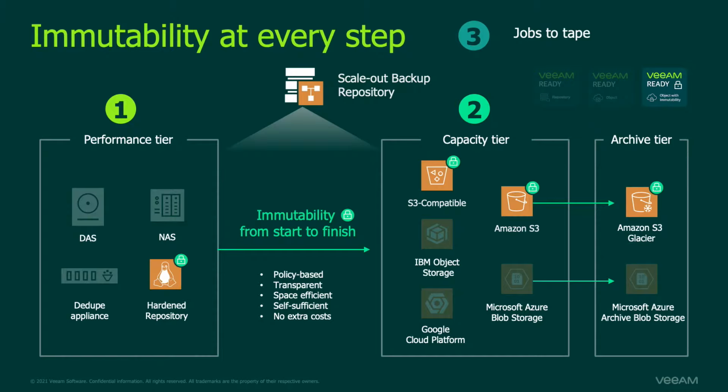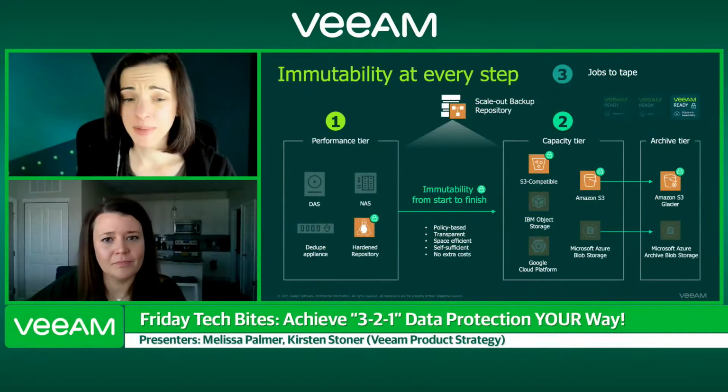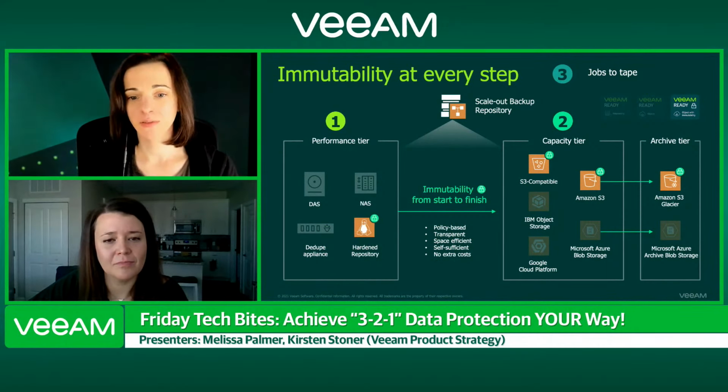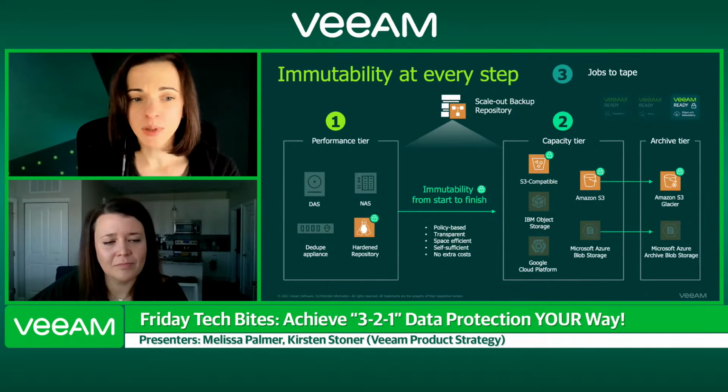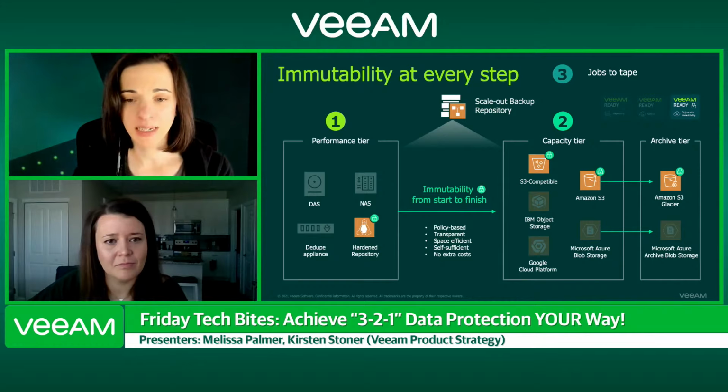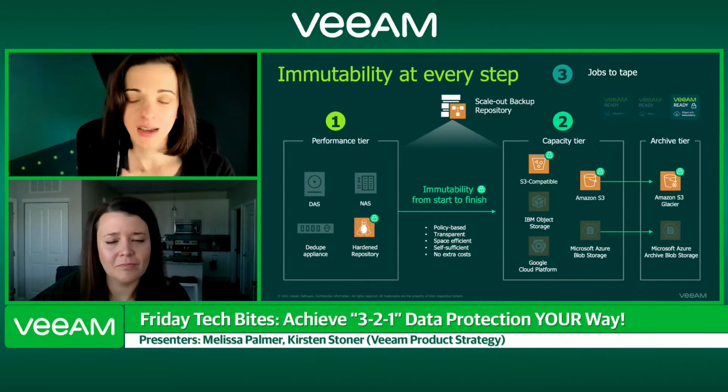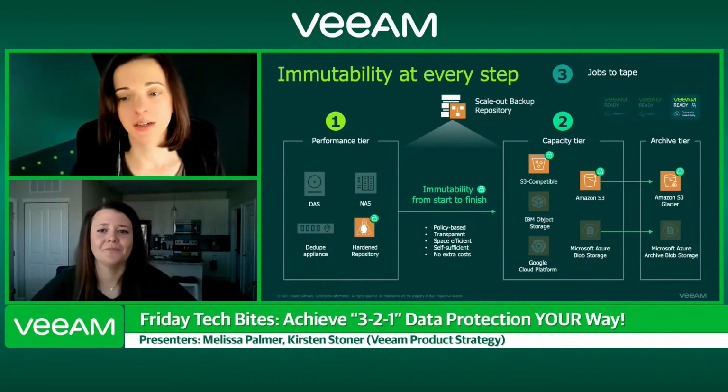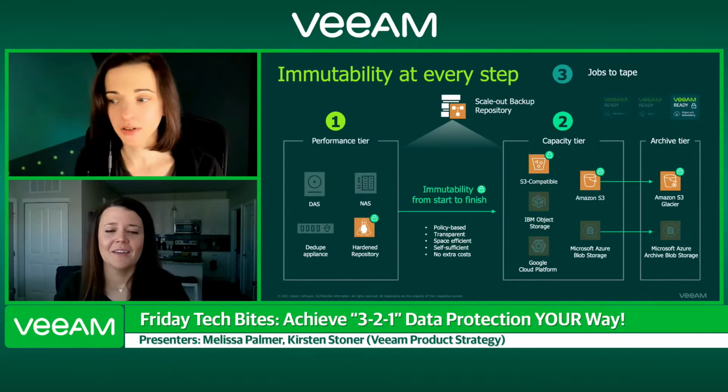So if I'm keeping 7 to 14 days worth of data and something nasty happens in my environment and I'm able to say, okay, it came in 3 days ago, I can just start my restores lightning fast. And I've got immutability in my performance tier, but I can kind of go on through the life cycle of my data and keep that immutability. So Kirsten, can you tell us a little bit more of how you kind of move your data through that life cycle with the capacity and archive tier on the scale out backup repository?